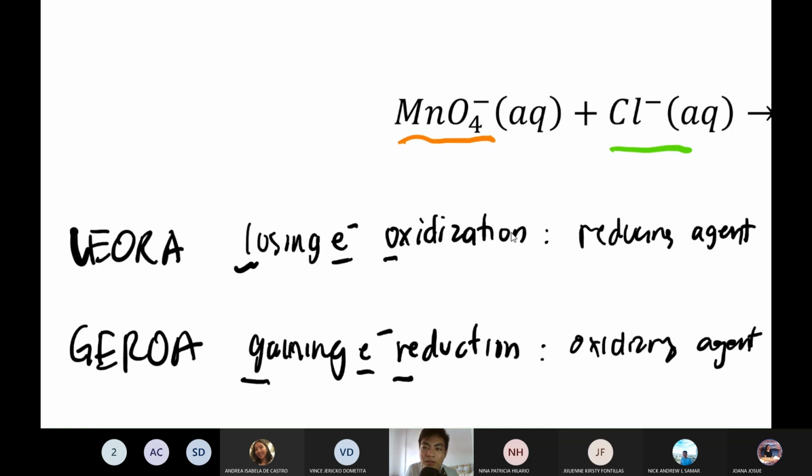Kunwari, ako, magbibigay ako ng, let's say, sabihin natin, financial advisor. Although di ako financial advisor. Ako yung agent, no? Kunwari, ikaw yung client ko. Ako yung magbibigay ng insurance policy sa iyo. So, ako yung agent, no? Ako yung ahente, ikaw yung client. So, ganun din dito. Kung ako yung magbibigay ng electron sa iyo, tawag sa akin, reducing agent. Kasi ako tutulungan kita ma-reduce eh.